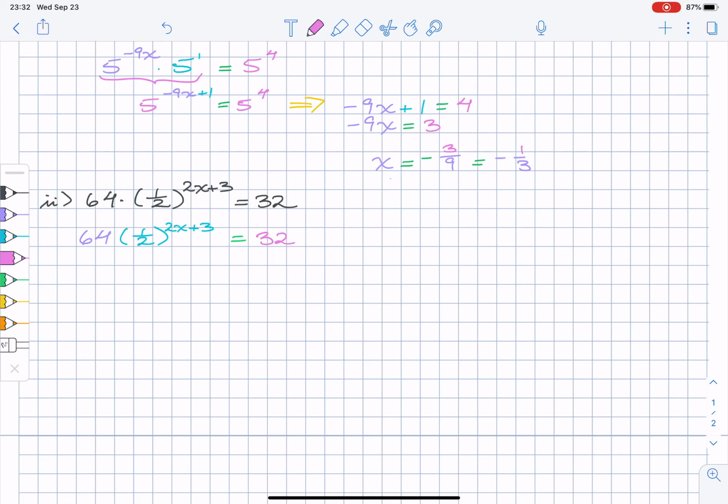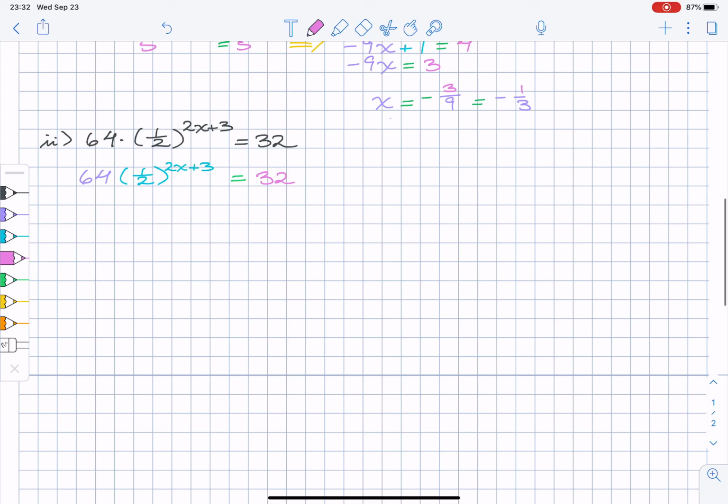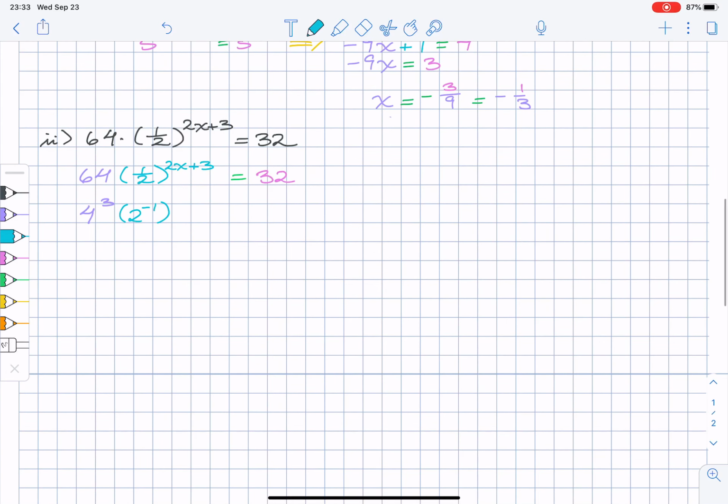And I notice that 32 is a power of 2. So I'm going to try and write 64 as a power of 2, but I might not know that offhand. But I do know that 64 is 4 cubed, so I'll try that first. I know that 1 over 2 to the first, if I push that 2 into the numerator from the denominator, I negate the exponent. So that's 2 to the minus first raised to the 2x plus 3.